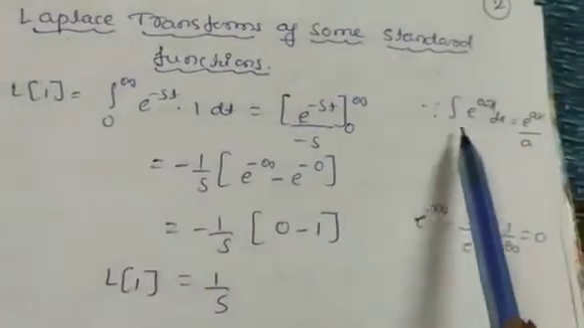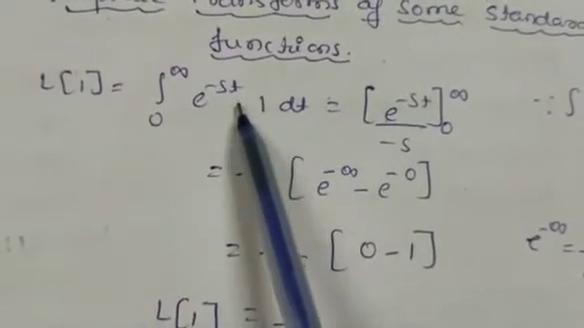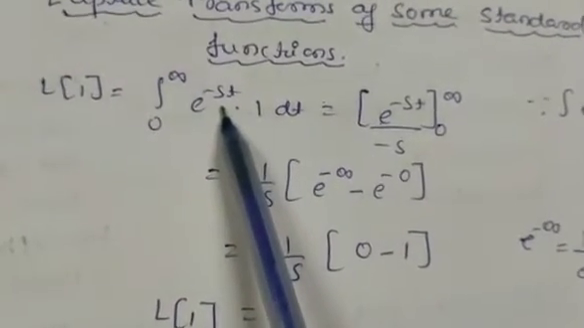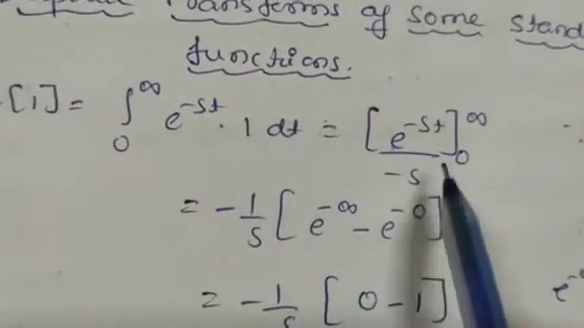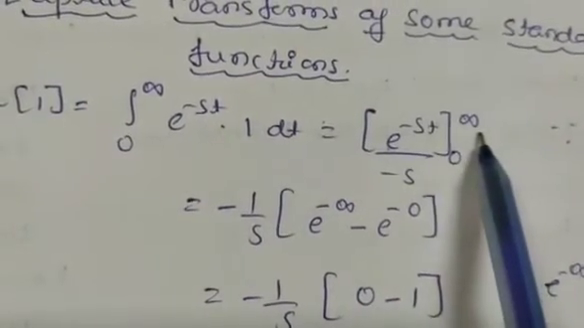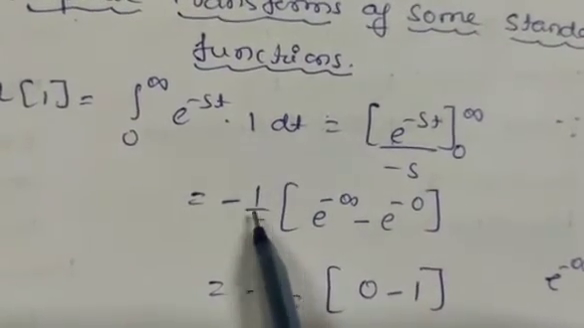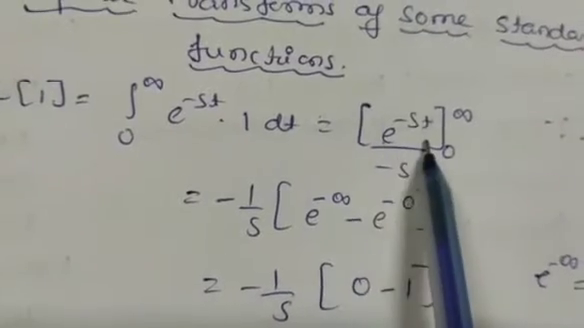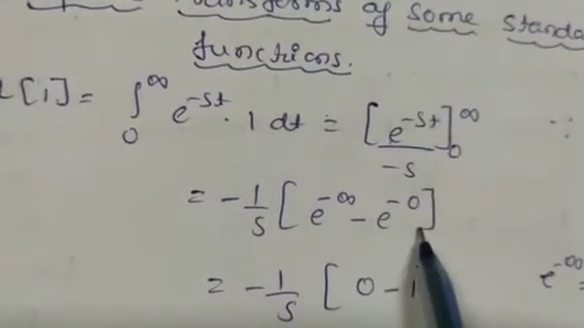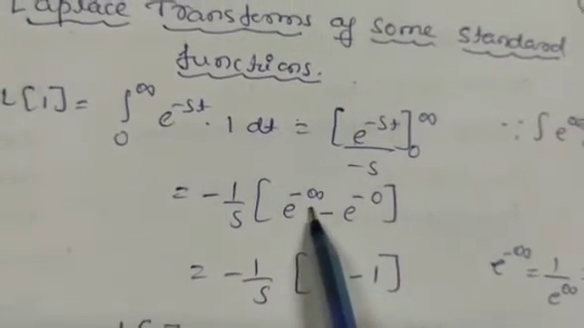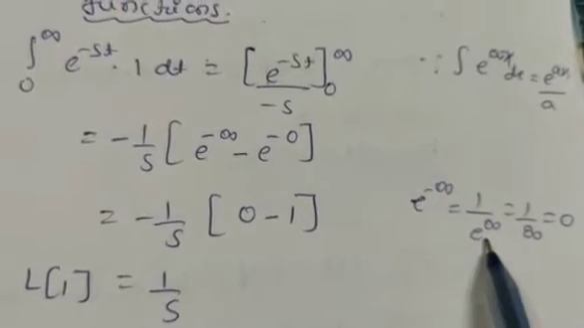And we know the integration of e^(ax) dx is e^(ax) divided by a. In place of a we have here minus s. So the integration of e^(-st) dt is e^(-st) divided by minus s between the limits 0 and infinity. This s is independent of the limit, we can take it outside also: minus 1 by s. First substitute the upper limit, e^(-infinity), minus e^(0), the lower limit. And we know e^(-infinity) is nothing but 1 by e^(infinity), and we know e^(infinity) is infinity.